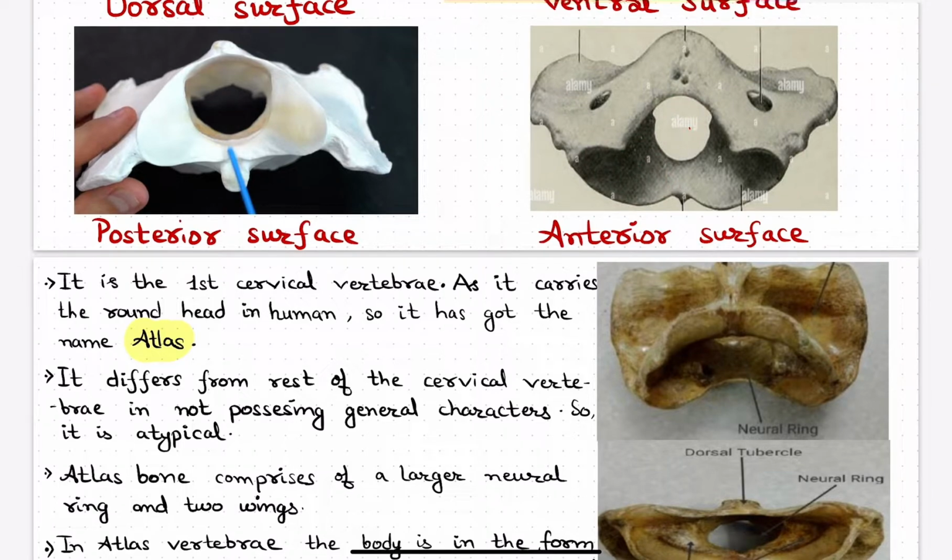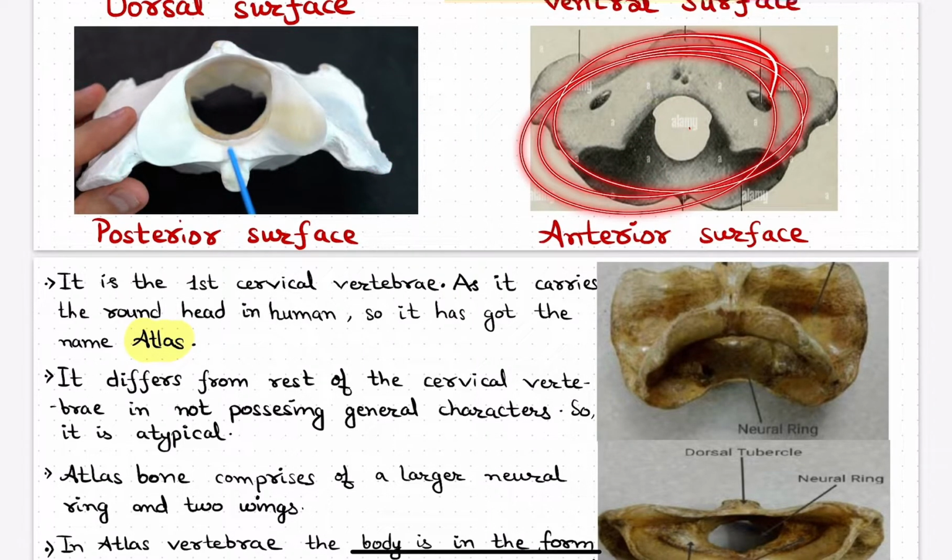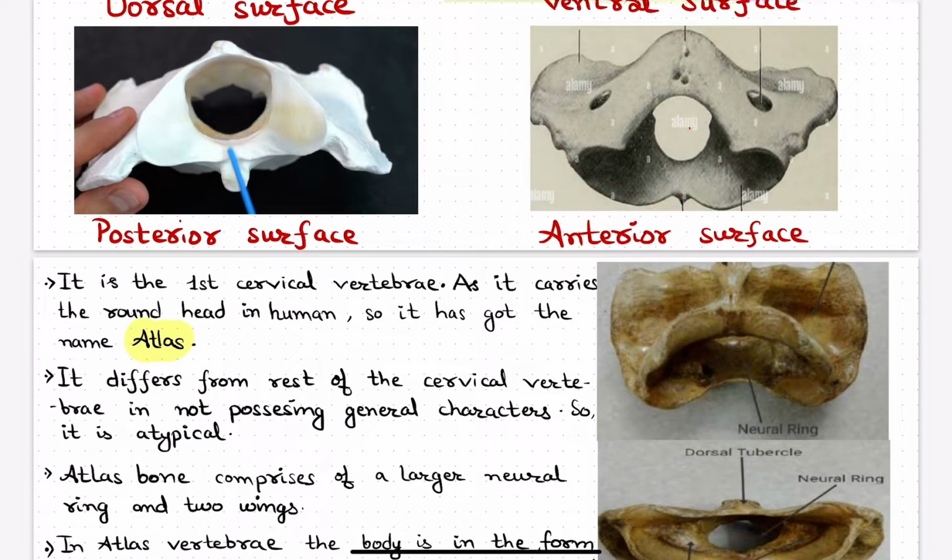I think I told you wrong at the starting. This was the posterior region, this is the anterior region. So let me clear that occipital condyles get joined to this anterior surface. This is the anterior surface of the neural ring, and on this anterior surface occipital condyles get joined. So where do occipital condyles get joined? To the anterior surface of the atlas bone.